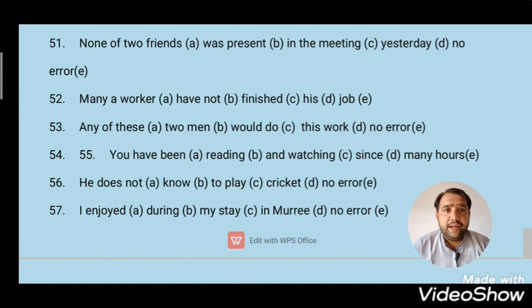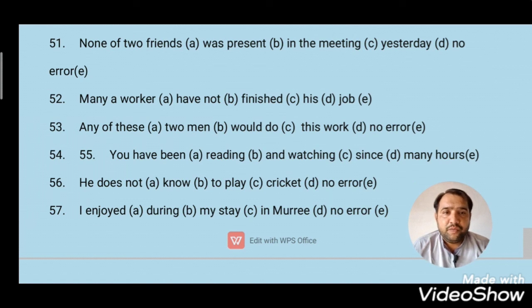According to 53, any of these two men would do this work. Guys, here you will notice that we are talking about two persons. So when we are going to talk about two persons, we do not need any, but we need either in the positive sense and neither in the negative sense. So here we should say, either of these two men would do this work.